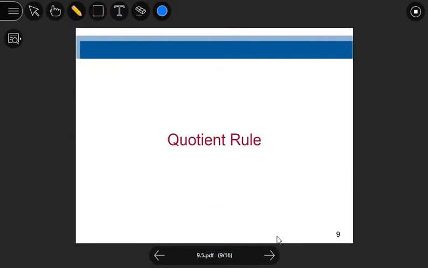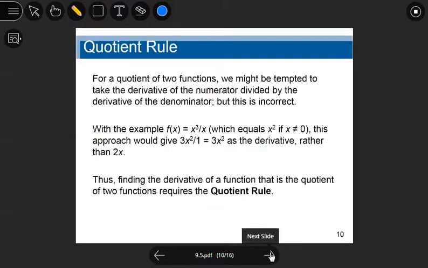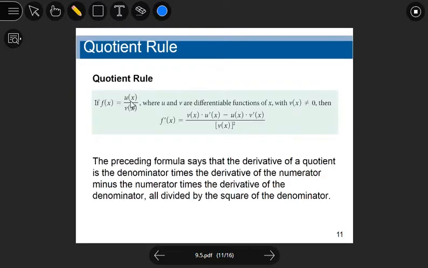As I said before, in the form of u divided by v, you have to use the quotient rule. So you can see the function f(x) is equal to u(x) divided by v(x), where u and v are differentiable functions of x, with the condition that v(x) is not equal to 0, otherwise it is not defined. Then this is the formula to find the derivative of such an expression.